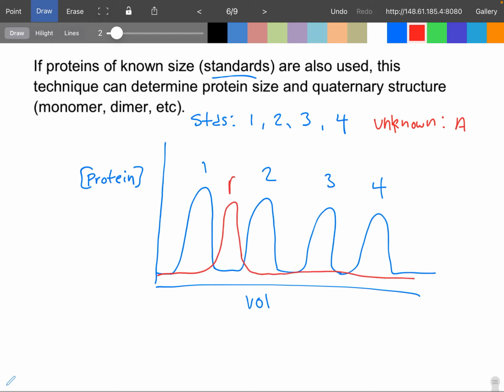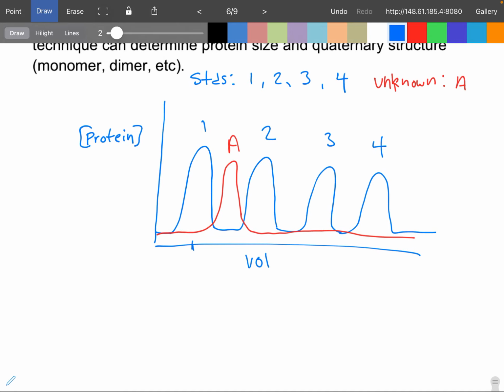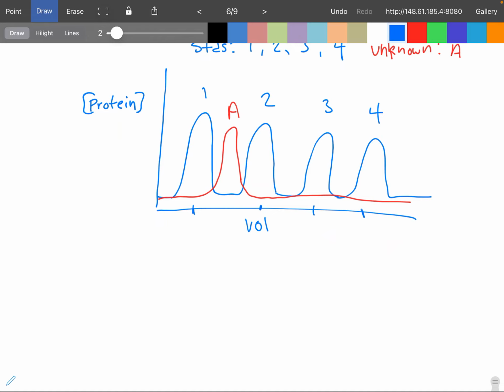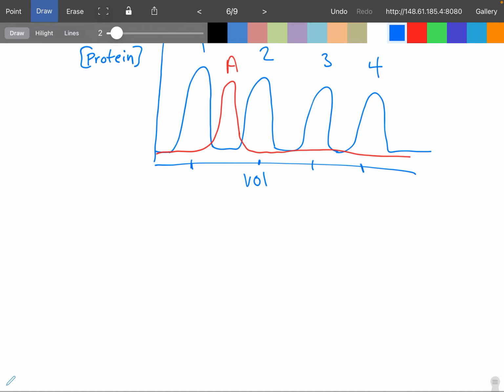Well, because these standards have known masses, known molecular weights, and we know the volume they eluted on, we can identify what those volumes are, and we can know what those molecular weights are, and we can do the following plot. If we do a log of the molecular weight of those standards as a function of the elution volume for them, we would get a plot that looks like this. So let's think about this. The protein 1 would come off first. It's going to be a larger protein, so it's going to be up here. And then protein 2, 3, and 4. This should form a straight line. And that line will have equation, of course, y equals mx plus b.